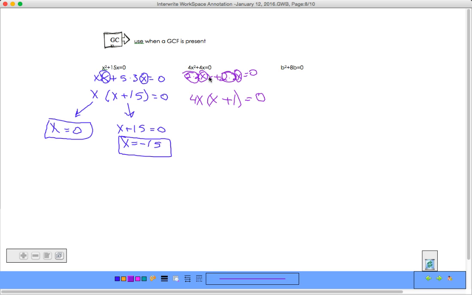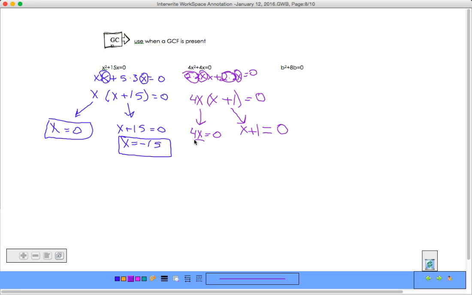Or you could look at it and see that you can take a 4x out of both. 4x times x will give me 4x squared. 4x times 1 will give me 4x. Now that I have it factored correctly and completely, I'm going to set each piece equal to 0. So either 4x equals 0 or x plus 1 equals 0.